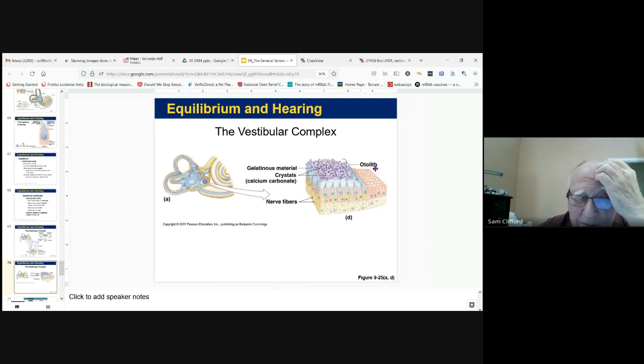Lithotripsy, if you know what lithotripsy is, that's when you use sound to break up stone. So litho means stone. That doesn't mean stoned.